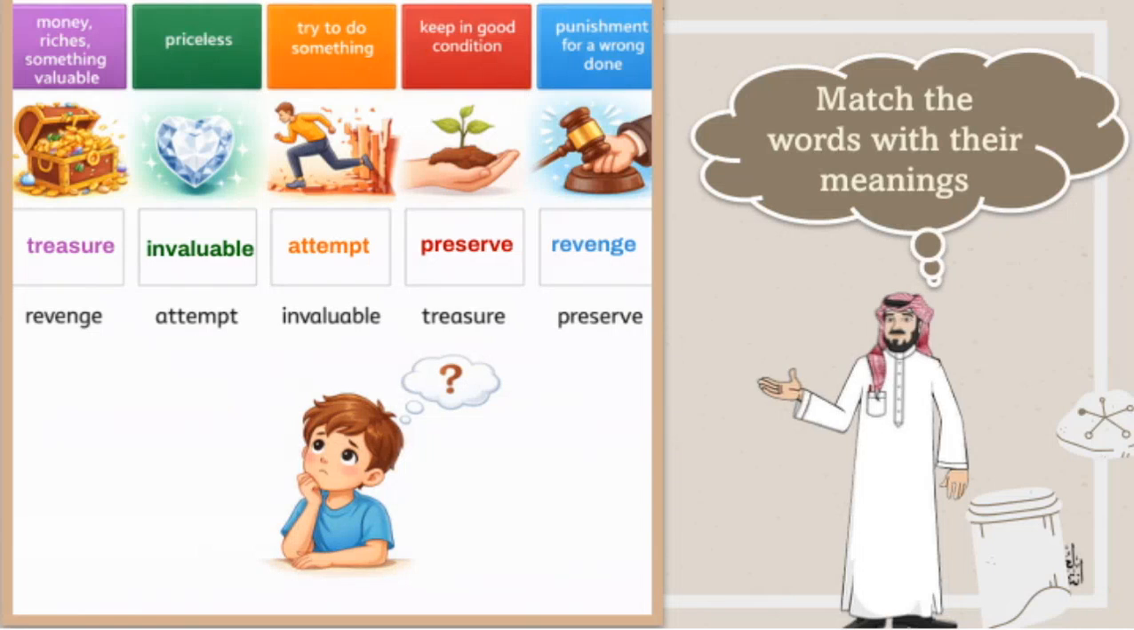Now let's look at these words: revenge, preserve, attempt, invaluable, and treasure. Each of these carries a unique meaning that helps us understand different motivations and values. Revenge, for example, is about seeking justice or payback, often driven by strong emotions. It's important to recognize that revenge can sometimes cloud our judgment and lead to negative consequences.